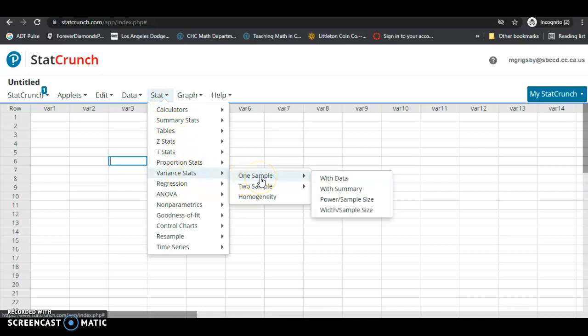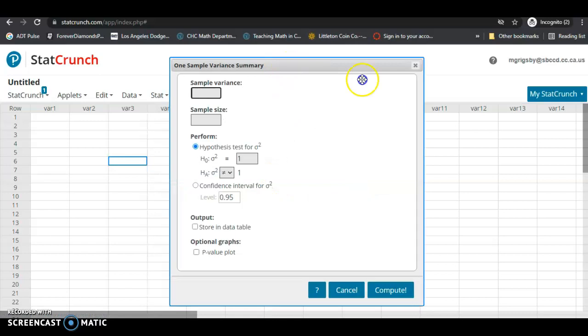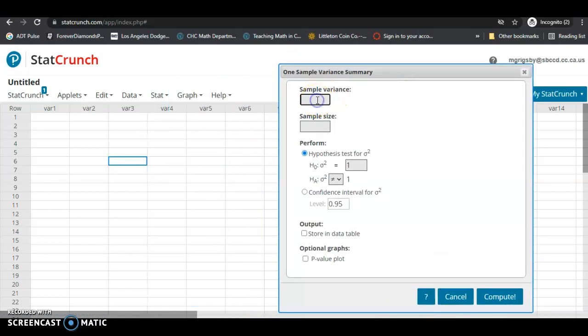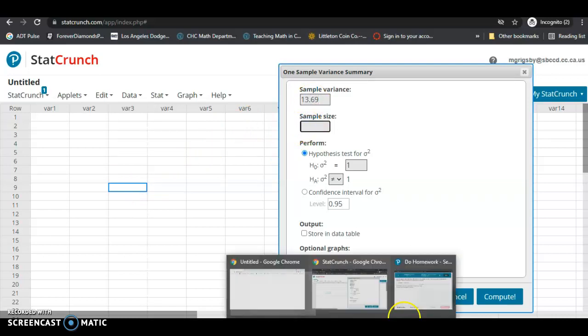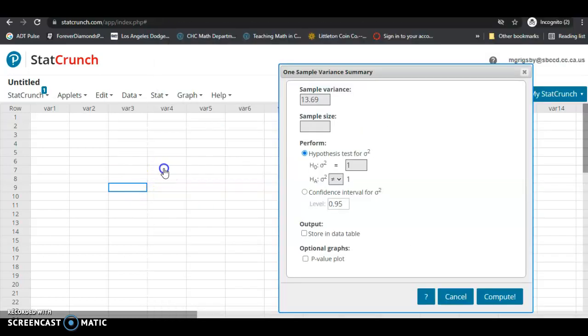Okay, we're going to select one sample. Because we have a summary of the data, we're going to select with summary. Then the very top box is asking for the sample variance. In the problem set our sample variance is equal to 13.69, so that's the number that goes in the top box. Our sample size n is equal to 29, and that goes in the second box.